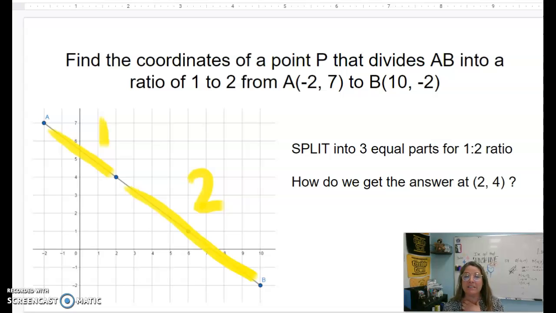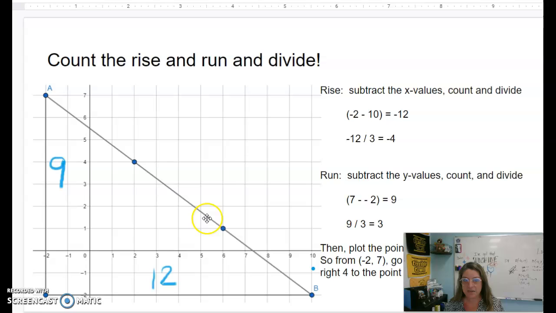If we go look at the next slide, we're actually going to use the slope. We're going to count the rise and run, and we're just going to divide, okay? The rise from point A to point B is actually going to be 9. And the run from point A to point B is going to be 12. Since we are doing 3 equal parts, we're going to divide both of those numbers by 3. And so from point A, we're going to go down 3 over 4.